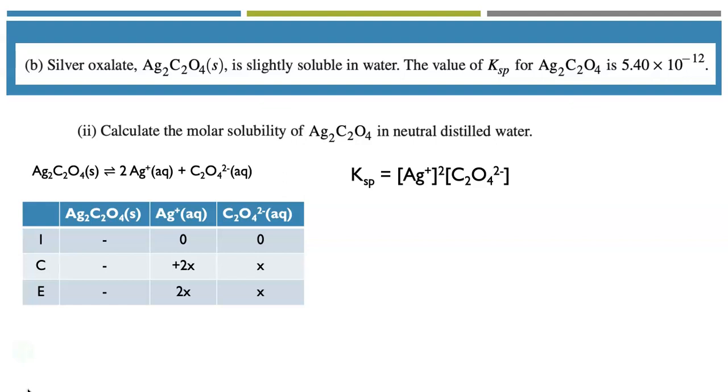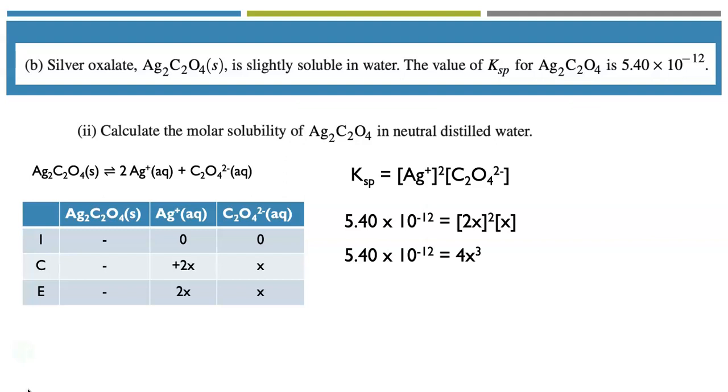And we can substitute that into our Ksp expression because our goal is to solve for x. So we know the Ksp is 5.40 times 10 to the minus 12. I'm going to put 2x in for the silver ion concentration. Notice that we have to square that, and then x for the oxalate concentration. When we simplify this expression, we get 4x cubed. And this is a place where students make lots of mistakes. They forget that 2x squared is 4x squared and then times x. So 4x cubed is our relationship here.